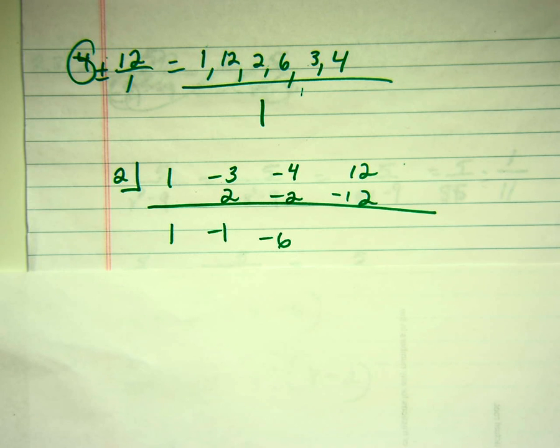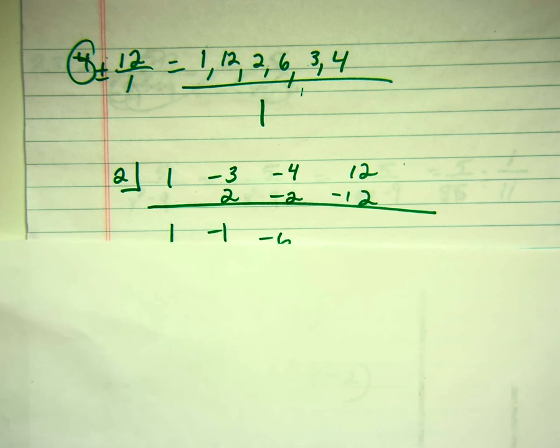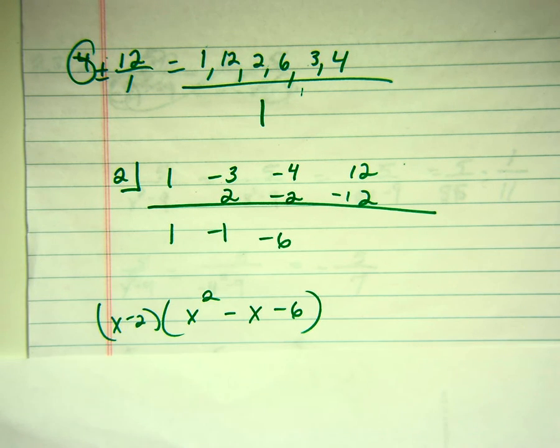And then 2 times 1 is 2. Negative 3 plus 2 is negative 1. 2 times negative 1 gives you negative 2. Combine your like terms, you get negative 6. And then 2 times negative 6 is negative 12. So notice right here, you have no remainder. It's 0. When you rewrite that, given that 2 was a zero, you now have x minus 2.